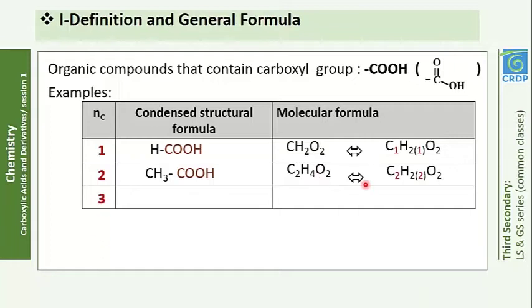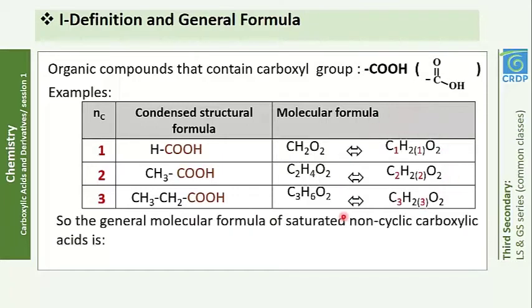It is C2H2 (H2) O2. The third carboxylic acid is this. It can be written as a molecular formula and in this way. Can you predict the general molecular formula starting from this writing of the molecular formula? Yes, of course. You can notice that the number of hydrogen atoms each time is double that of carbon atoms, and therefore the general molecular formula of saturated non-cyclic carboxylic acids is CnH2nO2, where n is the number of carbon atoms.